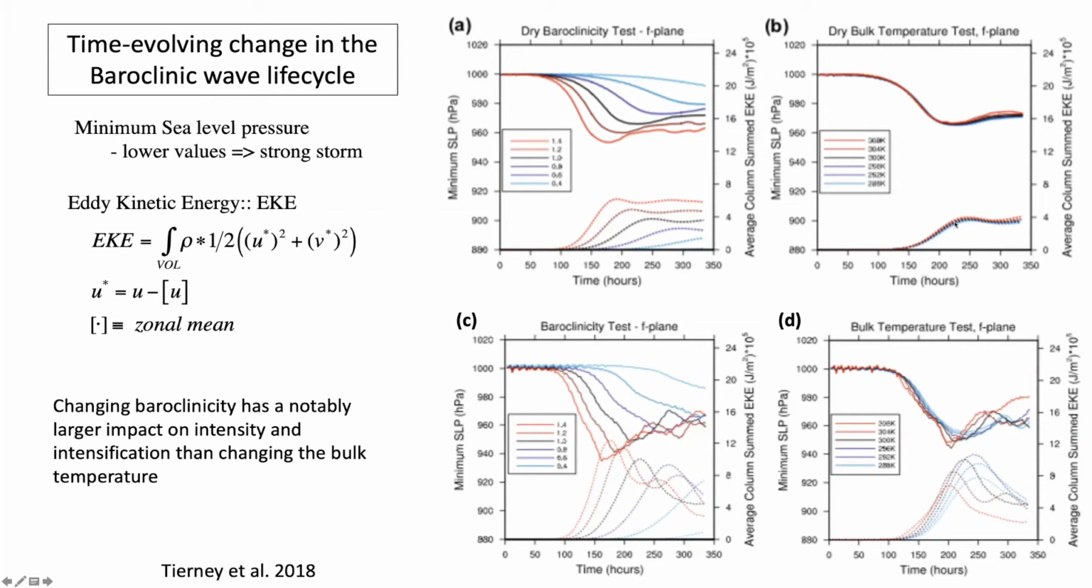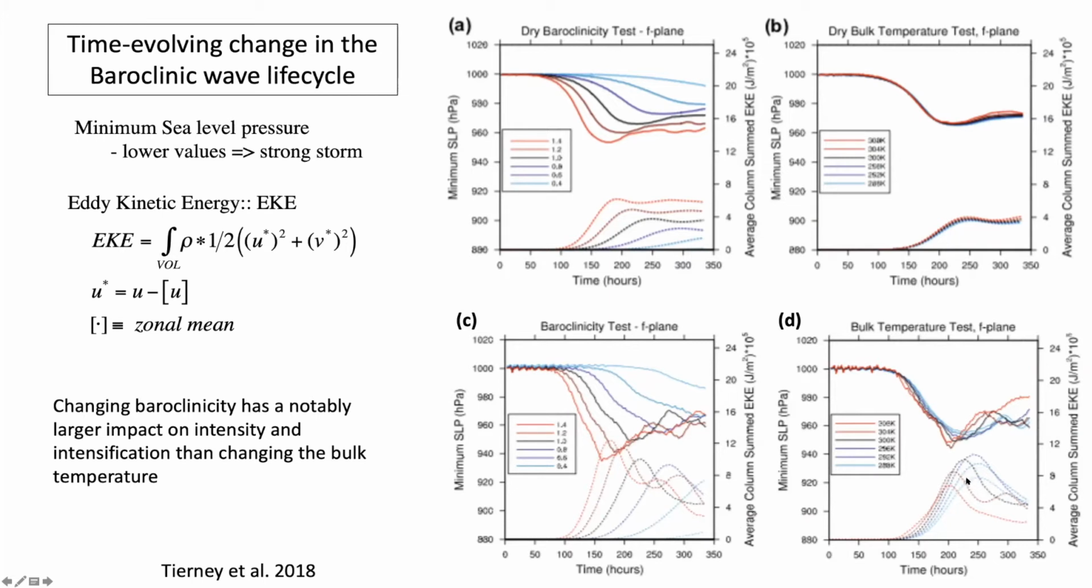In this case, because all we're doing is changing the bulk temperature, we see almost no change, right? And this is what we wanted. Now, on the bottom, we're going to make the changes with water vapor present. And again, changing baroclinicity leads to an intensification of the maximum EKE, and the life cycle is developing faster. So we have a faster development and a bigger maximum when we increase baroclinicity.